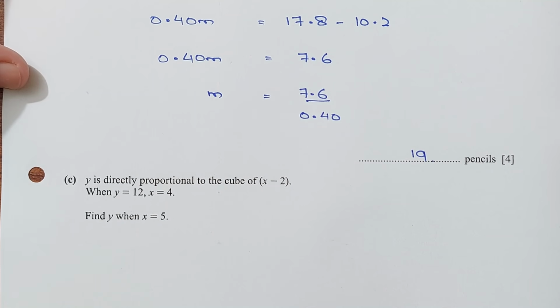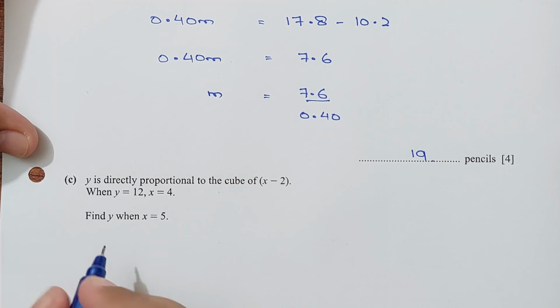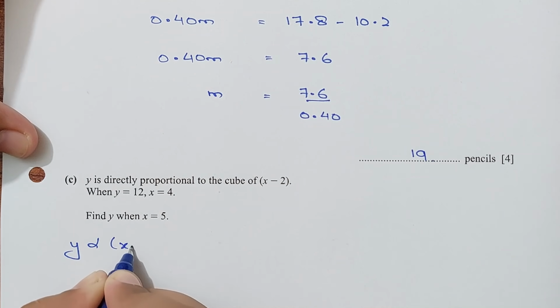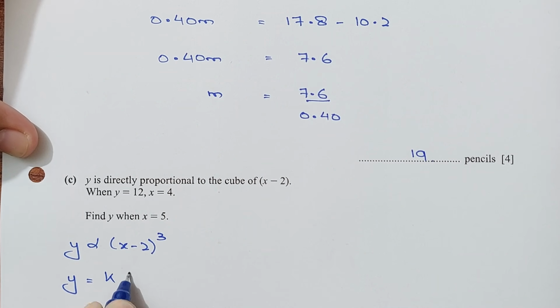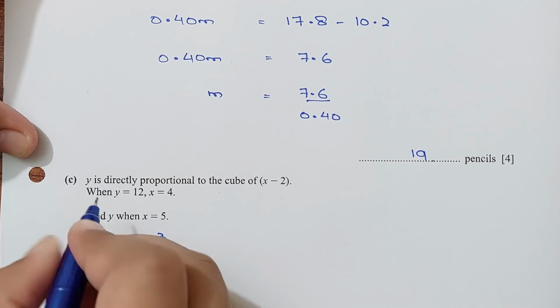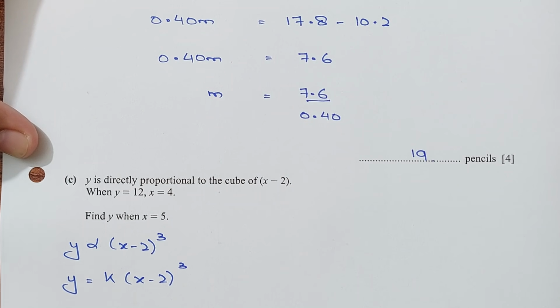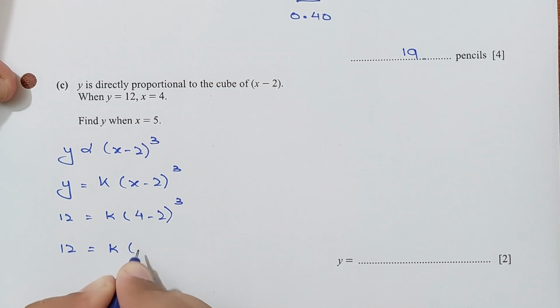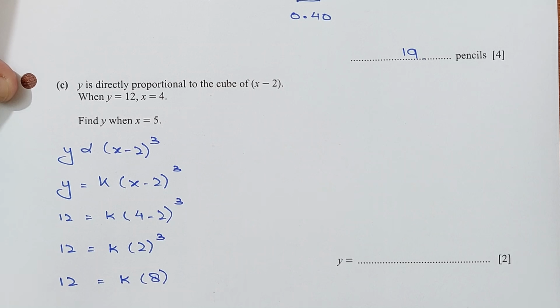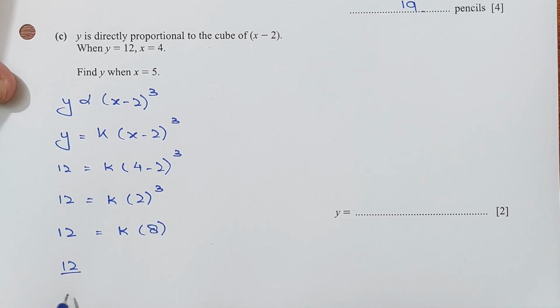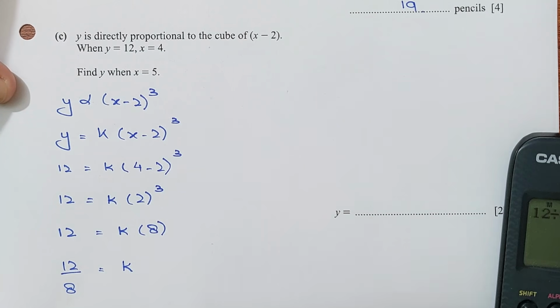Now for part C, y is directly proportional to the cube of x minus 2. So y equals some constant of proportionality k times x minus 2 whole cube. When y is 12, x is 4, so k times 4 minus 2 whole cube. So we have 12 equals k times 2 cube, which is 8, so 12 equals k times 8. So 12 by 8 is the k value, and 12 by 8 in the simplest form is 3 by 2.